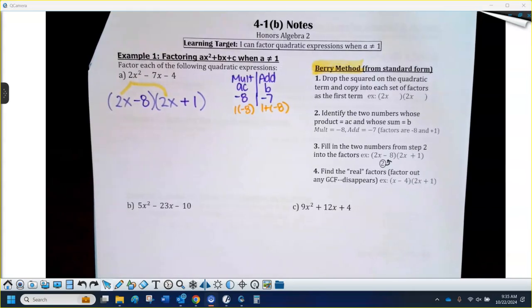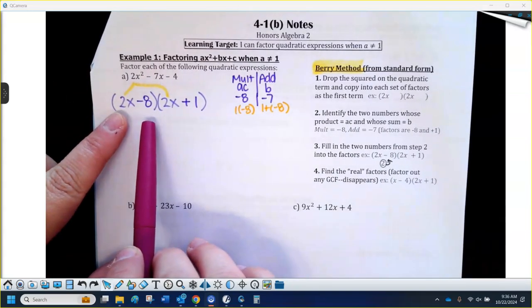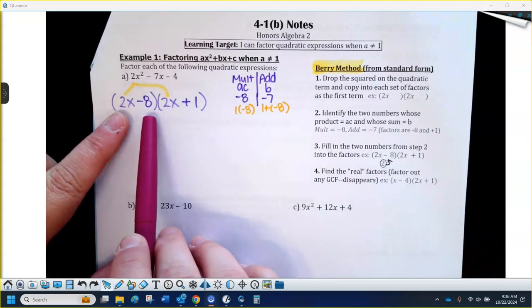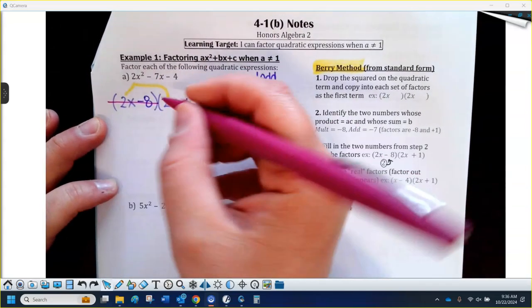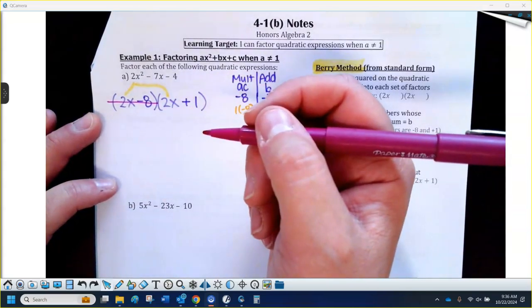Now, this is not the correct answer. If we were doing what we were doing yesterday, we'd be done, we'd just move on to the next question. If I were to FOIL this back out, 2x times 2x is not 2x squared, it's 4x squared. So one, or in some cases both, of these are not the real factor. Here is how you can fix it. Inside your parentheses, I just wrote 2x minus 8 first. If those two terms have something in common, that is not the real factor. So this is not the real factor because 2x and 8 are both divisible by what?